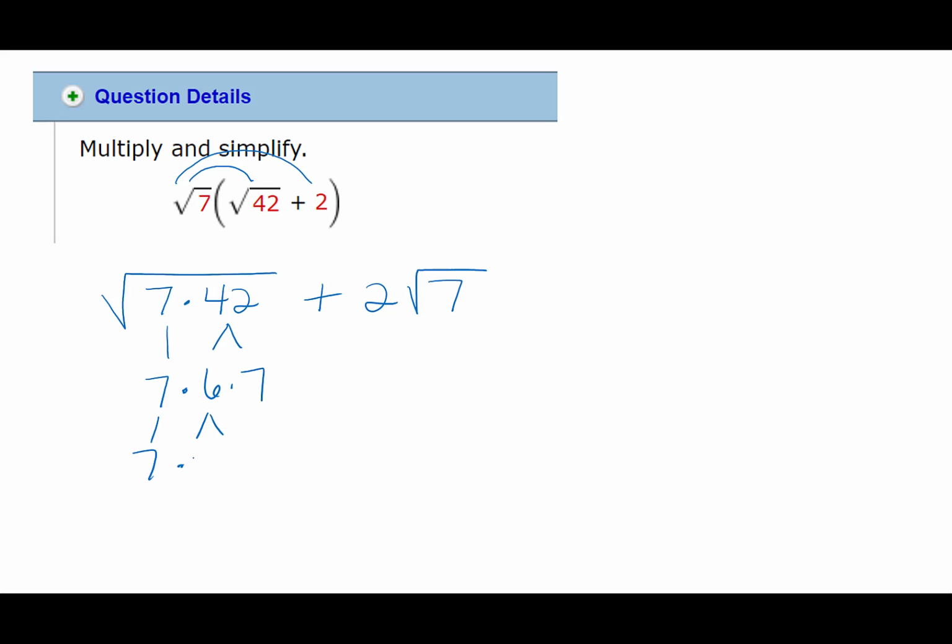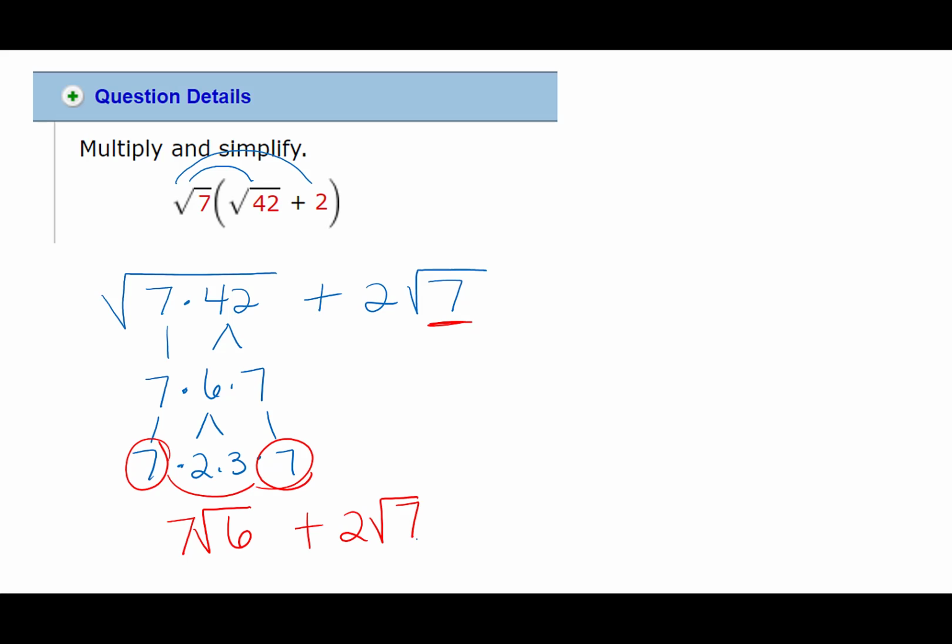Now for the simplifying part, the first radical can be simplified to 7 times 6 times 7, and then we can simplify 6 to 2 times 3. There is a pair of 7's, and so that first radical simplifies to 7 square roots of 6. The second radical, you cannot simplify the square root of 7, so it's going to remain the same. And take a look at these radicals. They're not the same radicals, and so you cannot add them together. So your final answer will just be a binomial of 7 times the square root of 6 plus 2 times the square root of 7.